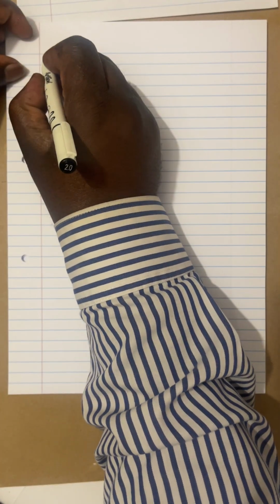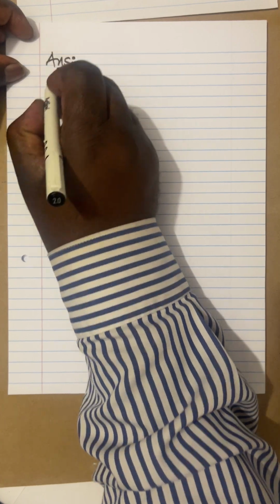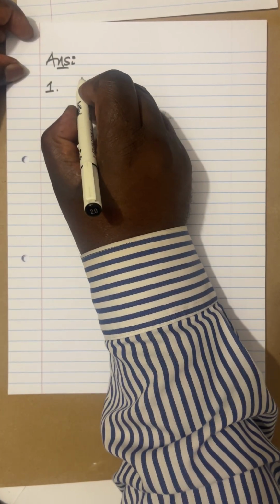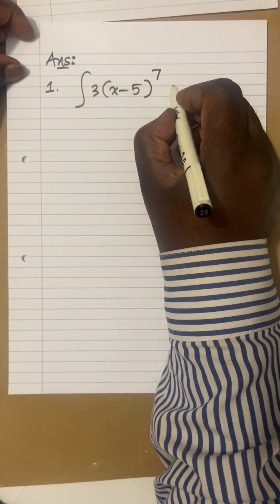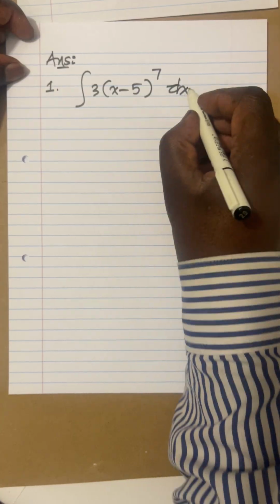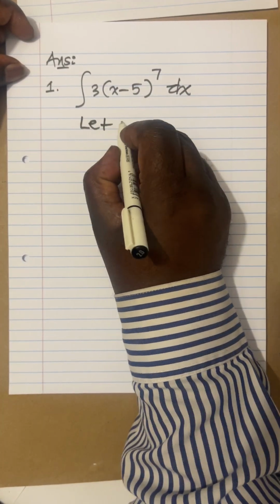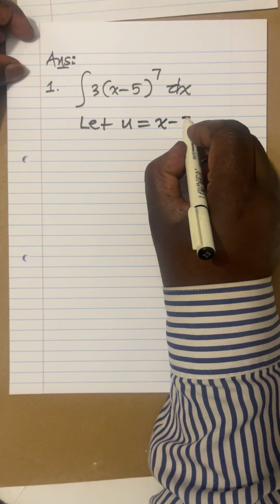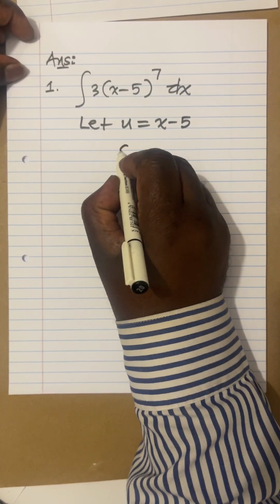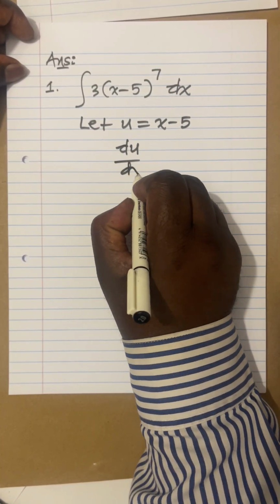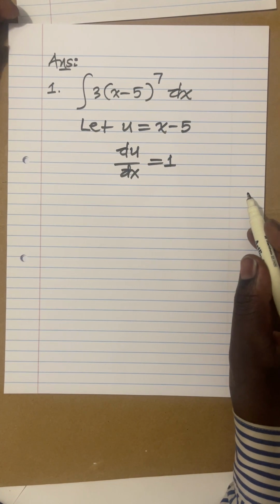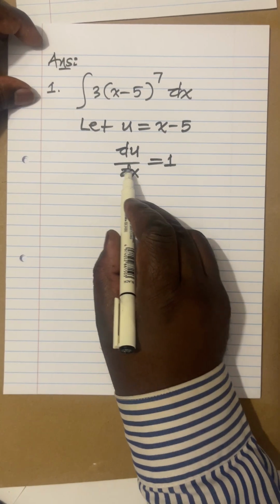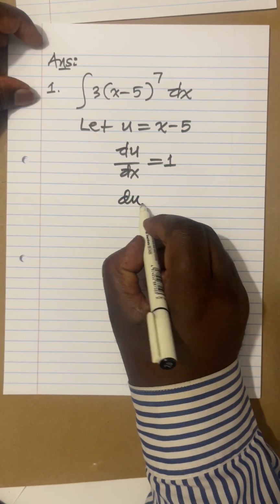So let's look at how the solution is set out for this one. Answer for question 1, let me copy the integral as it is, the integral of 3(x - 5)^7 dx. And I'm going to immediately say let u be equal to x minus 5. Differentiating u with respect to x, du/dx is equal to 1 because the derivative of x is 1, and the derivative of minus 5 is 0 because minus 5 is a constant. Multiply both sides by dx, you're going to get du is equal to dx.